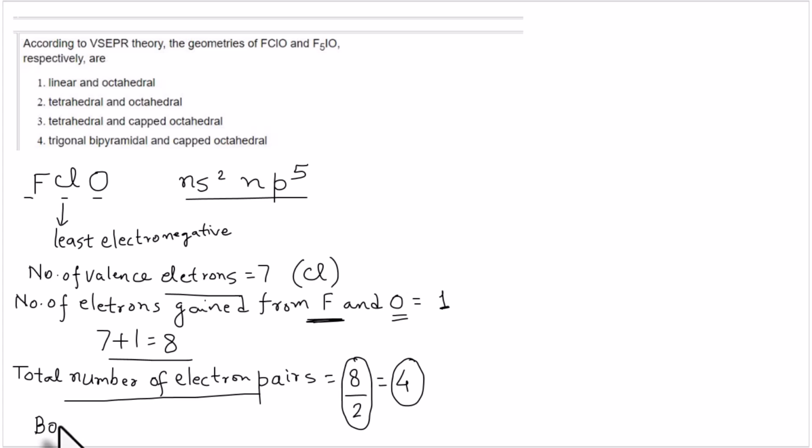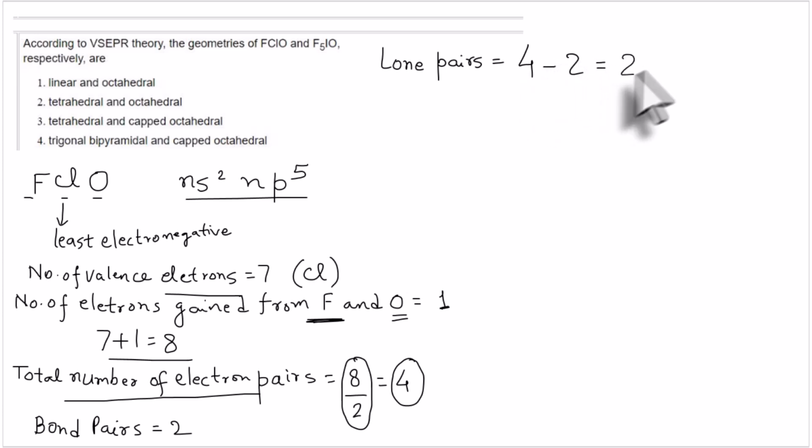Okay, so coming back, number of bond pairs. How many bond pairs do we have? There are two atoms which are connected to the central atom. So we have bond pairs equal to 2. So that means how many lone pairs? Lone pairs is equal to the total number of electron pairs, which is 4, minus bond pairs, which is 2. So 4 minus 2 is equal to 2 lone pairs.